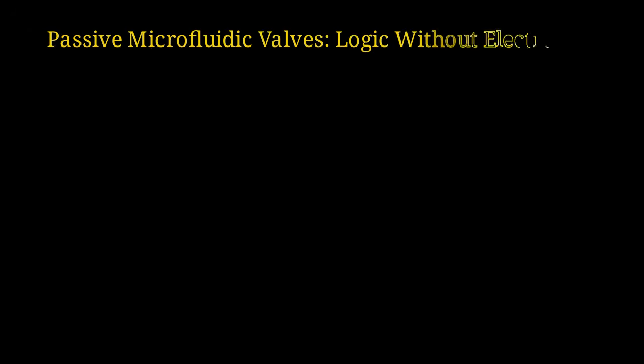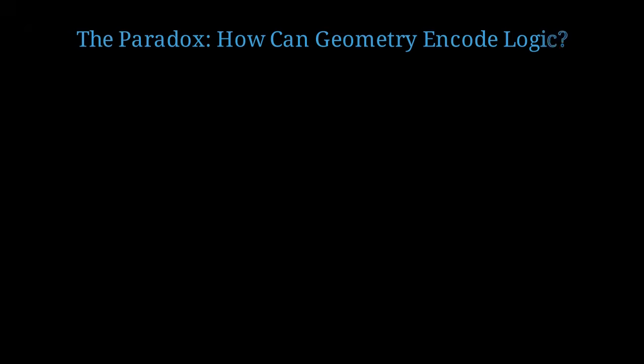Today we're going to explore one of the most fascinating phenomena in microfluidics, passive valves that behave like logic gates, even though they're just shaped channels with no moving parts or electronics. Here's the paradox that seems almost impossible at first. How can a simple piece of plastic with channels carved into it control the flow of liquid in a programmed sequence, start and stop fluids, and create complex timing patterns, all without pumps, valves, or power?